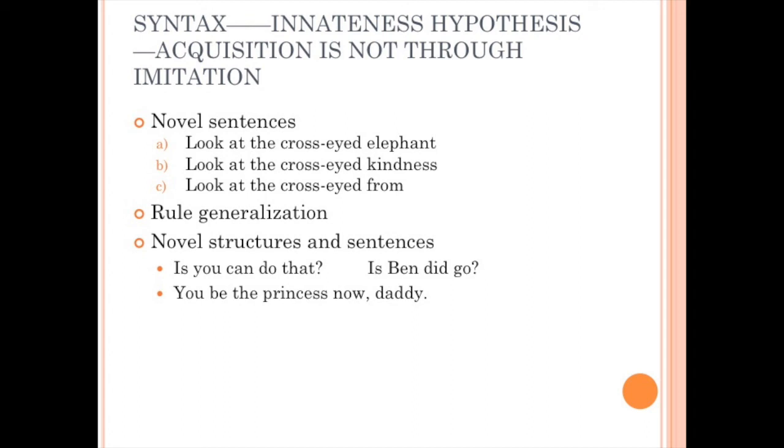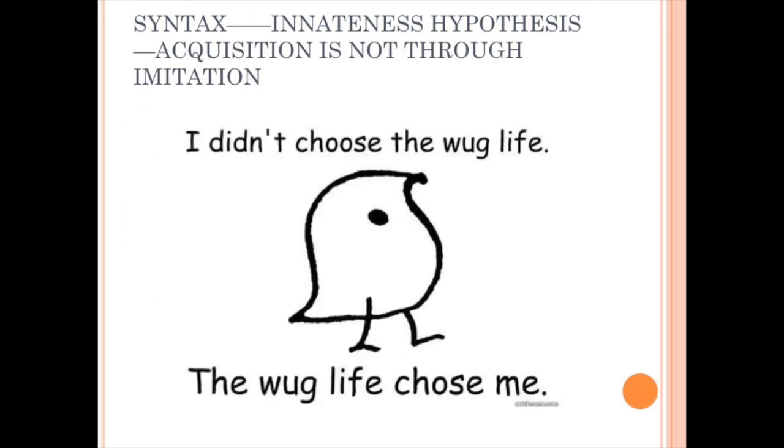Finally, children also produce novel sentences and structures that they've never heard anyone say to them before. The three of these things together, the ability to recognize the ungrammaticality of novel sentences, the ability to generalize rules, and the ability to produce novel sentences and structures, demonstrates that language learning is not essentially habit formation.